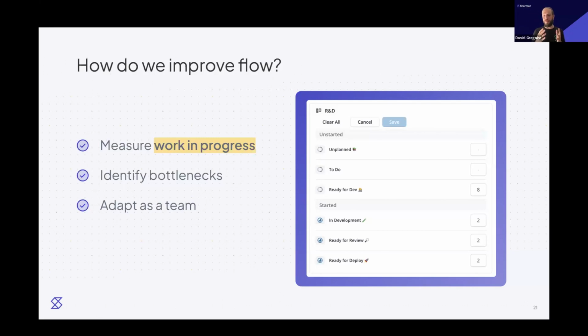And then once we've identified those bottlenecks, we can then as a team decide how we plan to adapt to the presence of those bottlenecks and what we are going to do to improve them to help the work that we have on our plates flow smoothly through the team.